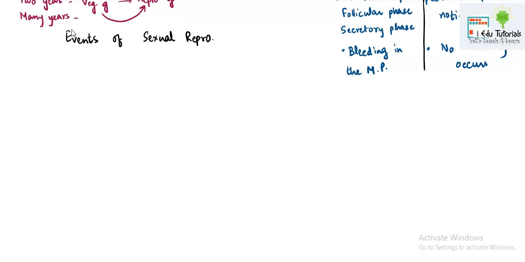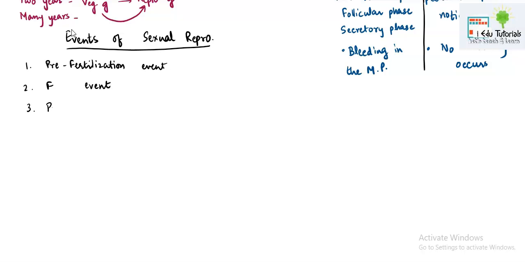A 5 marks question is asked on this topic in grade 12 biology. What are the events of sexual reproduction? The first event is known as pre-fertilization event. Then comes the fertilization event, where F means fertilization, and after this the last phase is known as post-fertilization. Here also F means fertilization. So pre always means prior and post always means later. So the term is clearer to you now.